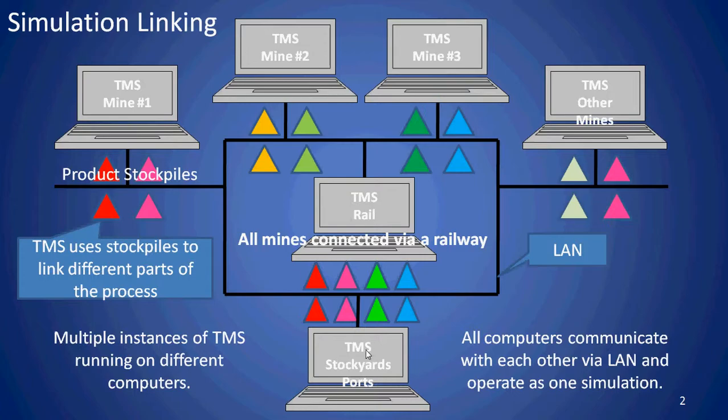So the simulation, or TMS, talks to each version of TMS running on different computers, talks to the other one just through a local area network, and it keeps the stockpiles the same in each simulation. So this may represent a lump stockpile from this particular iron ore mine, and that same stockpile is in the rail system. So both systems talk to each other and keep these stockpiles the same and mirror images of each other as the simulation progresses.